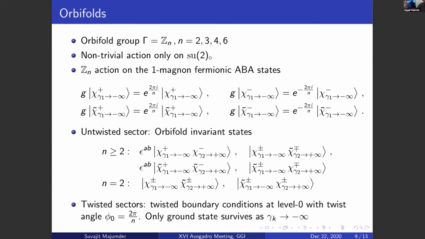For twisted sectors, this is part of the story, right? For orbifolds, we need to consider the twisted and untwisted sectors. In the twisted sectors, we need to modify the Bethe equations by including a twist angle of this type, specifically at level 0, one of the Bethe equations that I had previously listed. If we take the zero momentum limit, only the ground state survives. None of the fermionic modes or higher level Bethe states can survive in the zero momentum limit. So we just get one state for each of the twisted sectors.